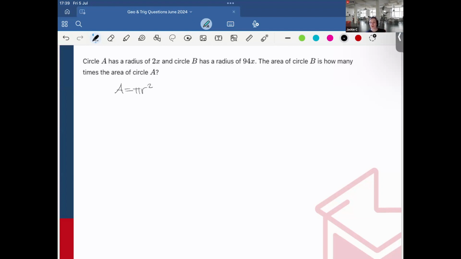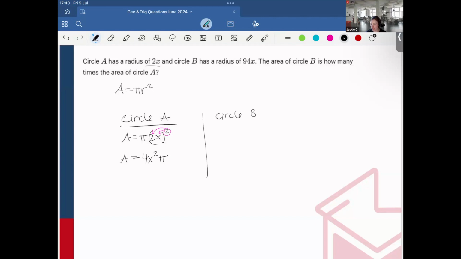So first I want to calculate the area of circle A. So let's do that. Circle A has a radius of 2x, so area equals pi (2x) squared. And important, when you are distributing the exponent, make sure that you distribute it to the 2 and to the x. So this will become just 4x squared pi. So that's the area of circle A. And then we should do the same for circle B.